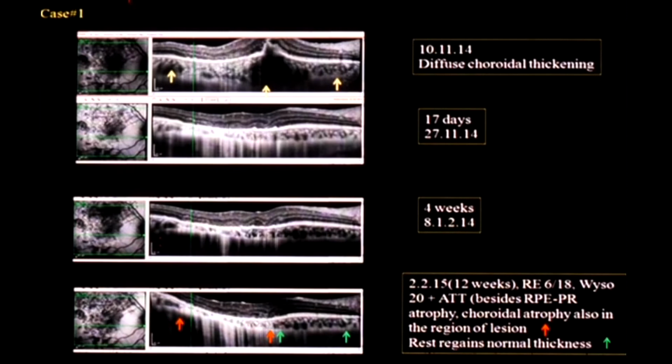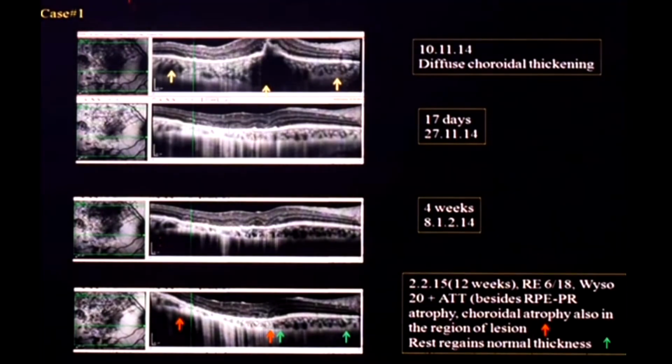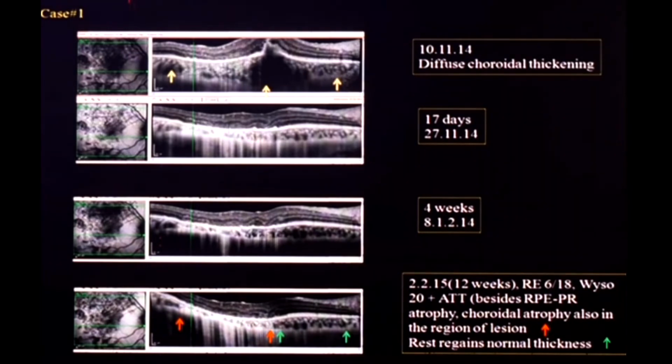If you see the topmost scan, you see diffuse choroidal swelling, diffuse choroidal thickening in the active stage. And when you start treating these patients, you go down to the last frame where you see the choroidal thickening is decreasing. And in the area of choroid just beneath the lesion, there is choroidal atrophy.